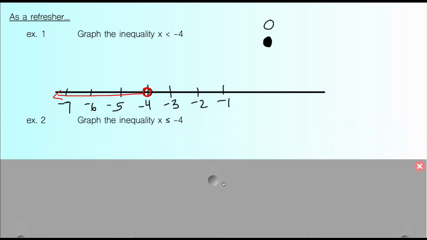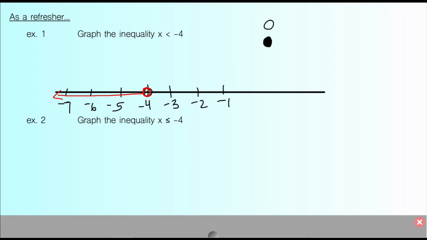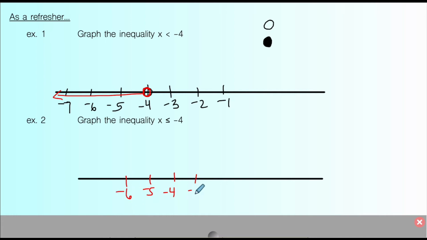Okay, let's look at our second example. The second example here says graph the inequality x is less than or equal to -4. So we're again going to make our number line. I'm going to put -4 as my central location. A couple numbers to the left, a couple numbers to the right. All right.